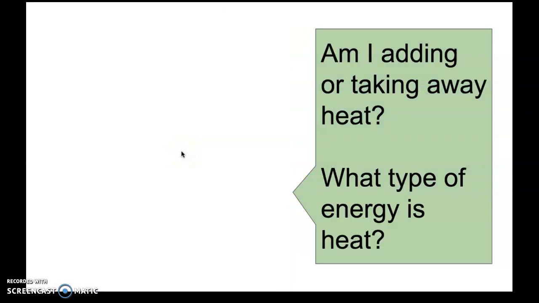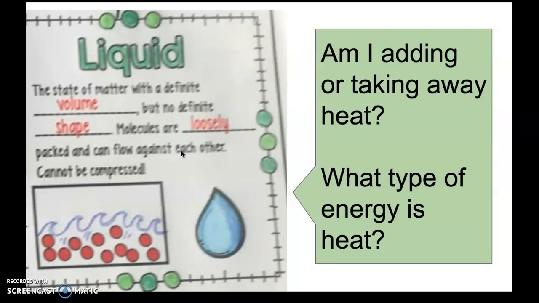Let's move on to liquid here. If I'm moving from a solid to a liquid, I am adding heat. So the answer here is I'm adding heat as I move from a solid to a liquid. My liquids have a definite volume but no definite shape. That's why I can pour a glass of water into one cup and it'll take one shape. But if I pour it into a different cup, it's going to take a different shape. Molecules are loosely packed together and can flow against each other. They cannot be compressed, so you can't take a liquid and compress it together. You can see my molecules here look less orderly than those in my solid form.